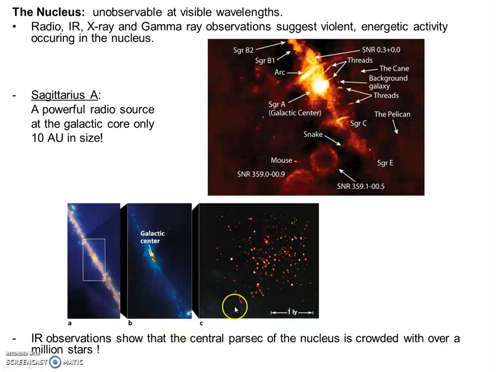Infrared observations that can penetrate the dust show that the central parsec of the nucleus is crowded with over 1 million stars. So there's lots and lots of stars at the very center. And it turns out that these stars, at least in the very center, are moving around very, very fast, which suggests something very, very gravitationally strong at the center. But we will have to wait until we'll kind of leave that as a cliffhanger for you, and we'll talk about that in part 4.